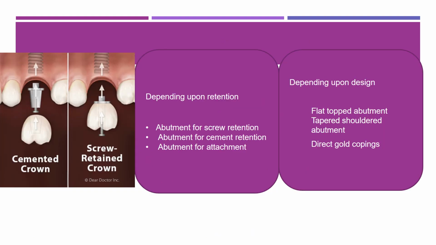So coming to classification depending on the retention, it has been classified into abutment for screw retention. There is a screw retained one. You can see that it is getting attached to the implant through a screw. And this is a cement retained one, the same as how the crown is cemented over the tooth surface. You can see that this abutment will get screwed into the implant body and then the crown will be cemented over the abutment. And we have attachment type of retention available, and depending upon the design we have flat topped abutment, tapered shouldered abutment, and direct gold copings.